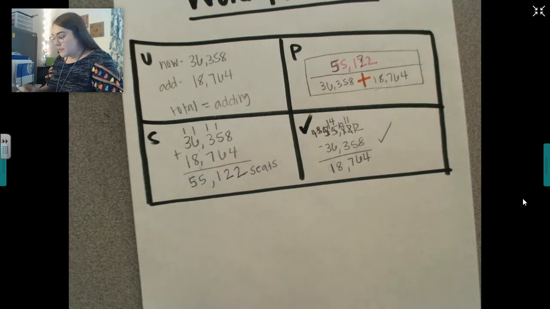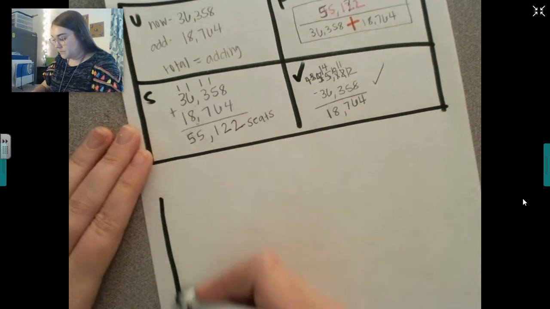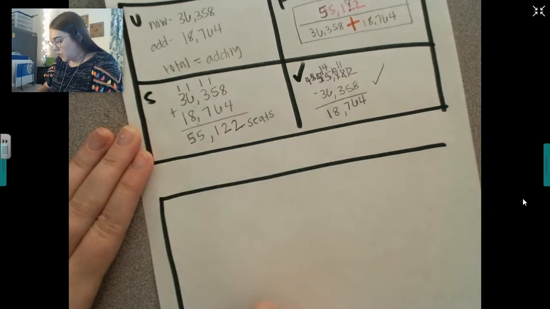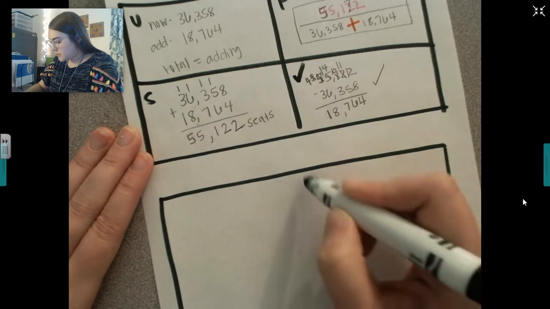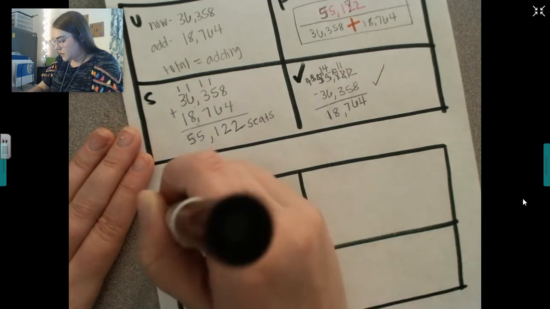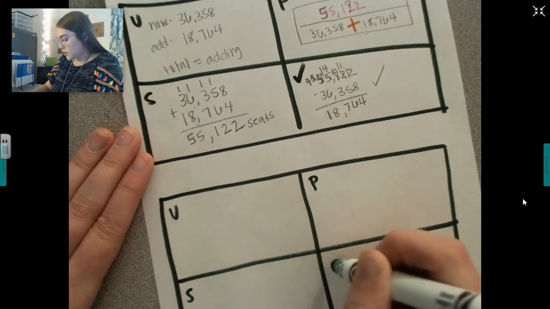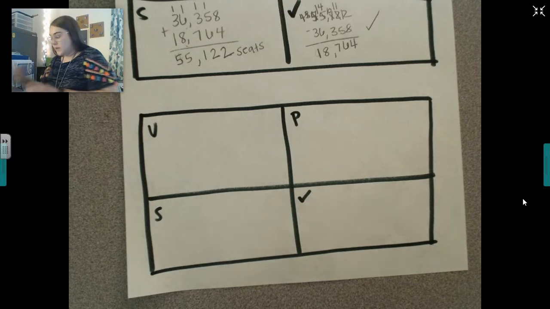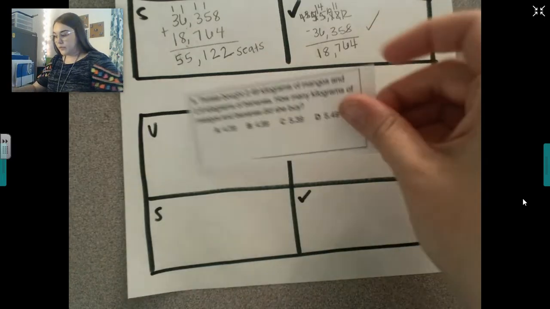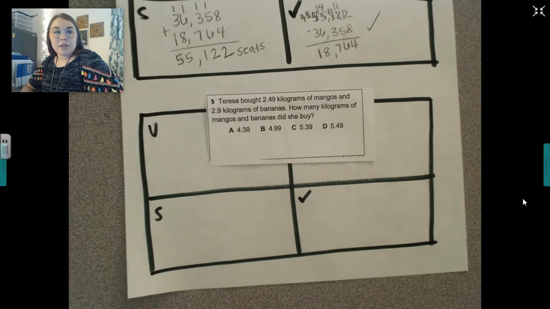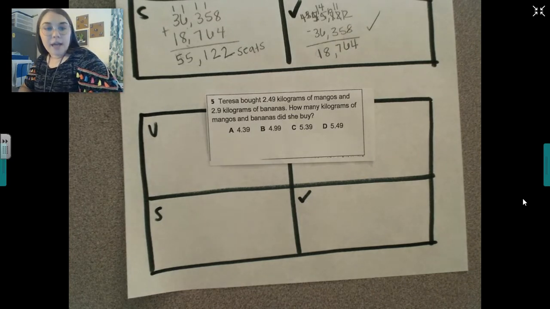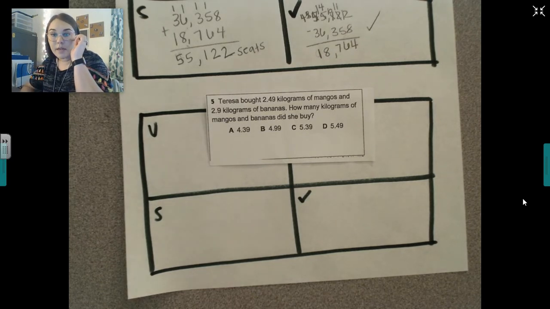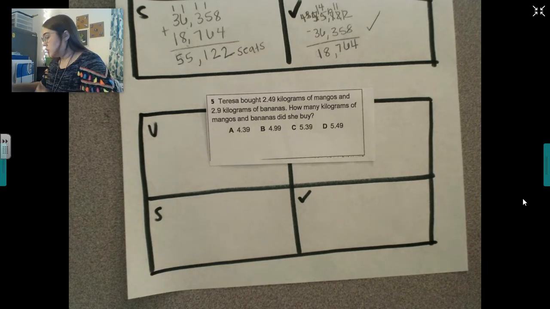So with each of these problems, I'm slowly but surely going to let you do it by yourself. So this time, you are going to have to solve most of it by yourself, but let's go ahead and draw our box. U, P, S, check. All right. So our next word problem, if I can find it on my messy desk right now, says, Teresa bought 2 and 49 hundredths kilograms of mangoes and 2 and 9/10 kilograms of bananas. How many kilograms of mangoes and bananas did she buy?